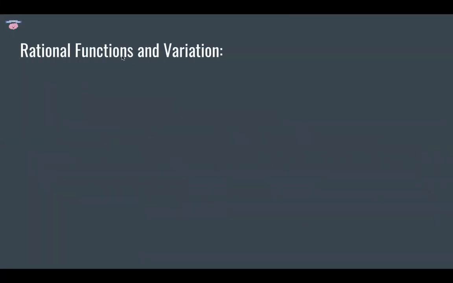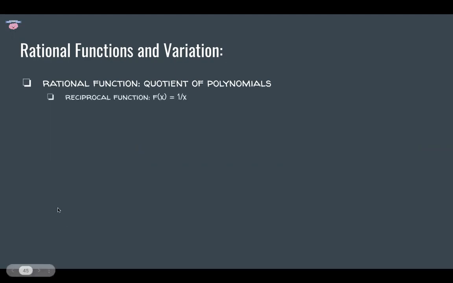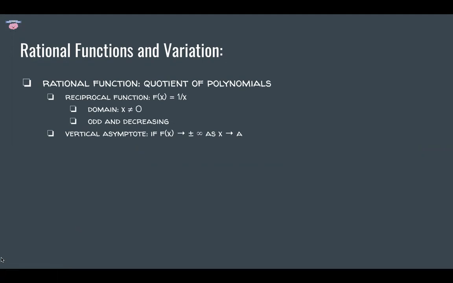Rational functions. We spend the bulk of this lesson talking about polynomials, not rational functions. So a rational function is a quotient of polynomials. The reciprocal function is the most basic one, and it's basically just 1 over x. Domain is basically x is not equal to 0, it's odd and decreasing. The vertical asymptote of any rational function is where f(x) approaches one of the infinities as x approaches a. a is the value that makes the denominator equal to 0.